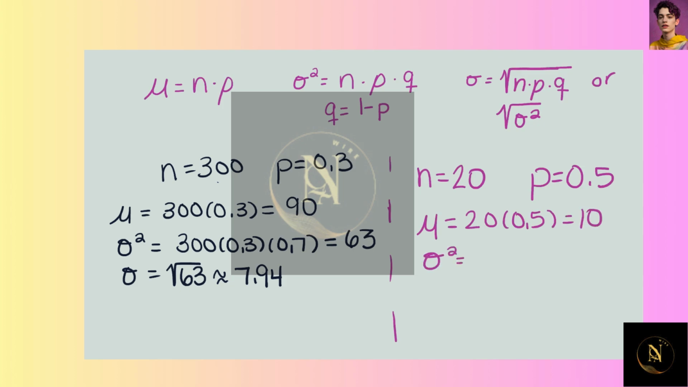The variance would be 20 times 0.5 times 0.5. Remember, to get this second 0.5, I did 1 minus 0.5. Just happens that they're the same values. P and q are the same values here because they both have a probability of 50%. That equals 5. And the standard deviation is the square root of 5, which is about 2.24.